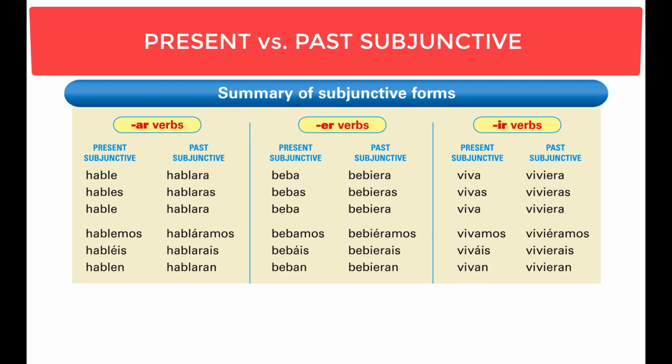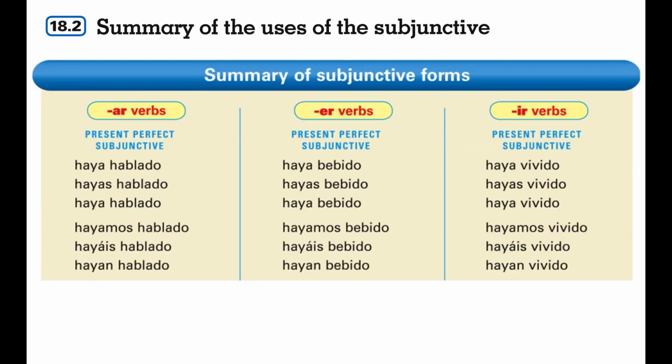The present subjunctive: hable, hables, hable, hablemos, habléis, hablen. Past subjunctive: hablara, hablaras, hablara, habláramos, hablarais, hablaran. And then, of course, they give you an example where the ending is er and ir: beba, bebiera, viva, viviera, and so on. So that's the mechanics of the present and the past subjunctive.